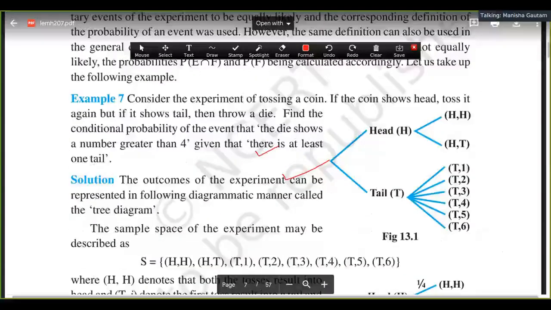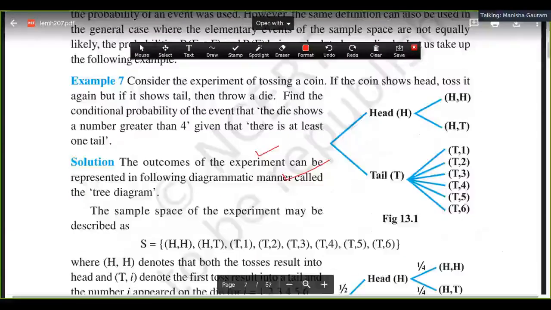Now here's a good example, example number 7. Consider the experiment of tossing a coin. If the coin shows head, toss it again, but if it shows tail, then throw a die. It means what? The experiment of tossing a coin is not completed after tossing a coin. After tossing a coin, you have to observe the coin. If you are getting the head, it means you have to toss it again.